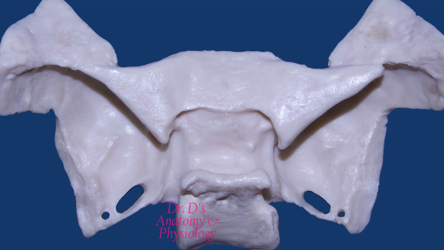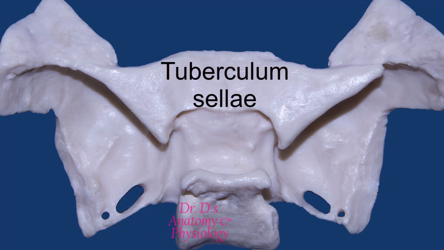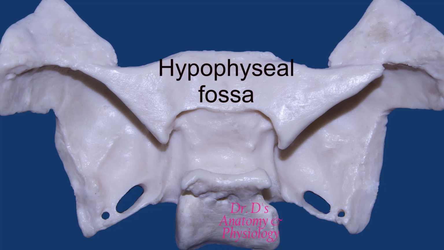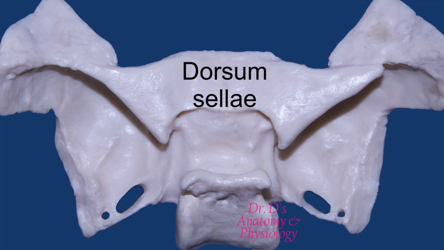The significance of these names is that the tuberculum sellae simply is stating that this is the swollen part, the tubercle of the saddle. The fossa is a depression, and this depression is going to accommodate the pituitary gland, which is also known as the hypophysis. Hence, it could also be referred to as the hypophyseal fossa. And then finally, the back of the saddle, the dorsum is the back. The dorsum of the saddle is the dorsum sellae.